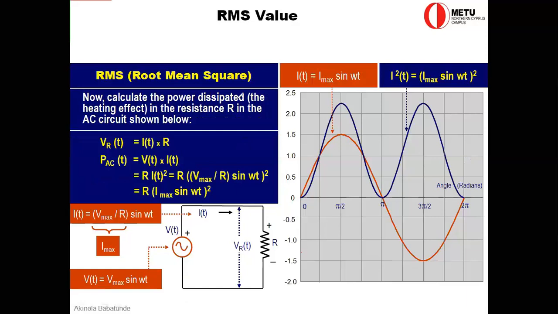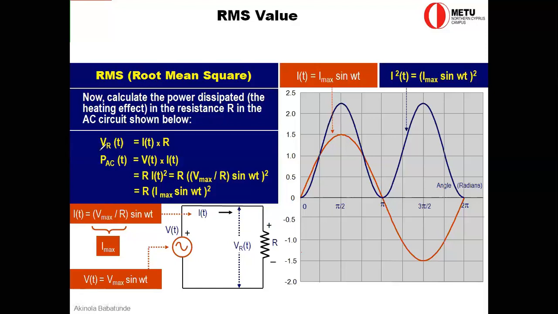Now let's calculate the power dissipated in the resistance in the AC circuit. This is not what is going to happen in the DC case. When we talk about AC, we're talking about time: current with respect to time, voltage with respect to time, and so forth. So VR of t would be equal to I of t multiplied by R. That is how to find the voltage across the resistance in an AC circuit, because we have a time-varying waveform here.